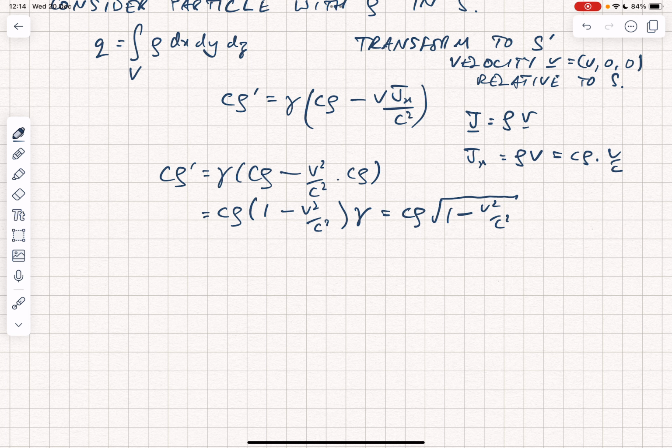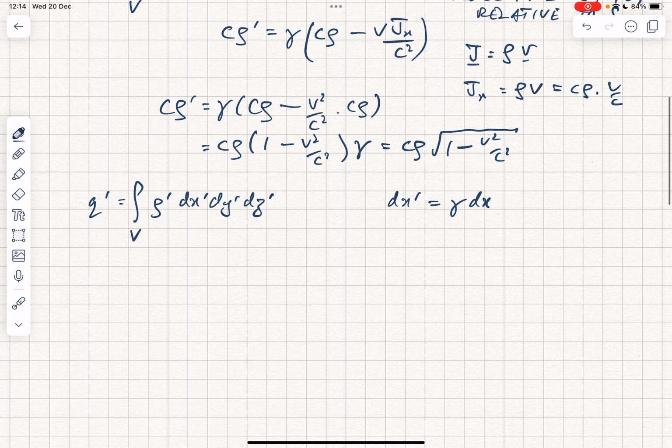So now let's calculate the total charge, Q prime. That's the volume integral of rho prime dx prime dy prime dz prime. We are, of course, going to substitute in for all of the quantities in S, and we're going to assume that dt is equal to 0, so there's no change in time, and therefore dx prime is going to equal gamma times dx. You can work that through from the Lorentz transforms.